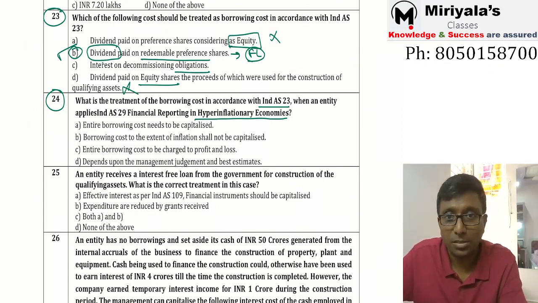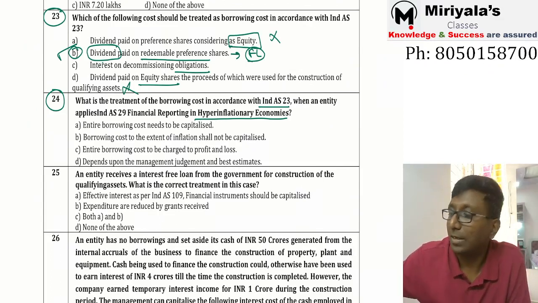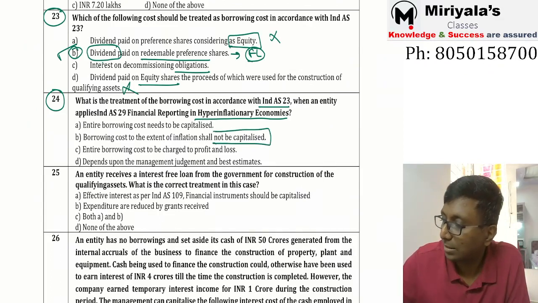What is the treatment of borrowing cost in accordance with Ind AS 23 where an entity applies Ind AS 29? What will happen? Entire borrowing cost needs to be capitalized? Not like that. Borrowing cost to the extent of inflation shall not be capitalized. Yes, this makes sense. This is the right answer.